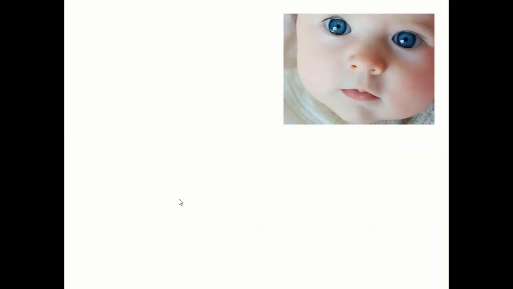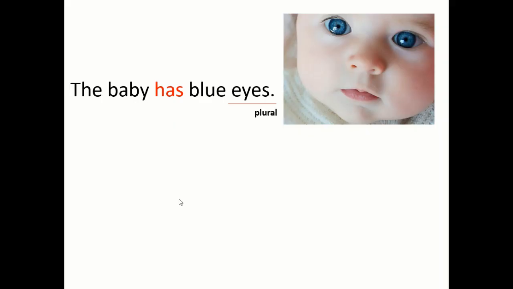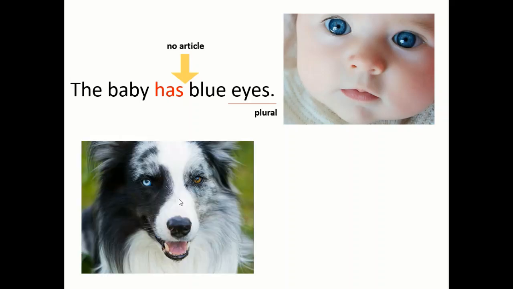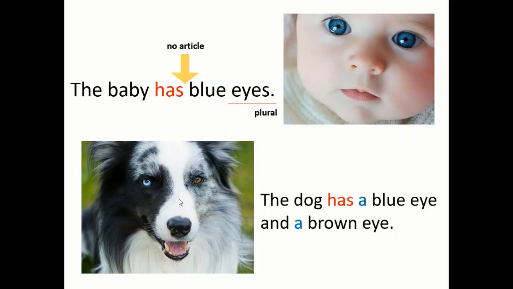Let's see one last example. What can we say about this baby's eyes? The baby has blue eyes. As you can see, since the noun is plural, there is no need of article. As opposed to this dog. What can we say about this dog's eyes? The dog has a blue eye and a brown eye, both singular nouns.